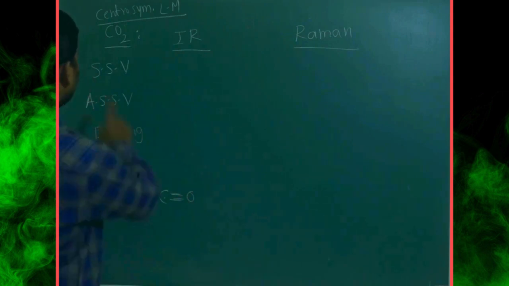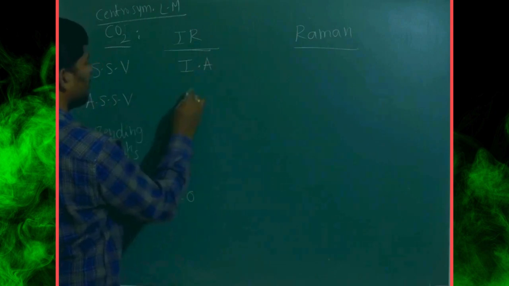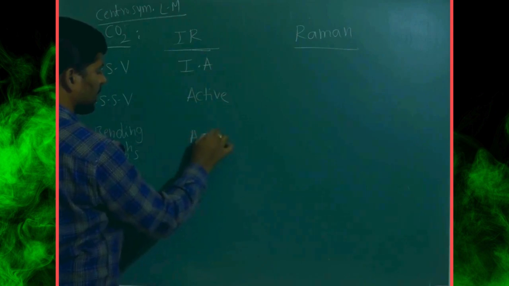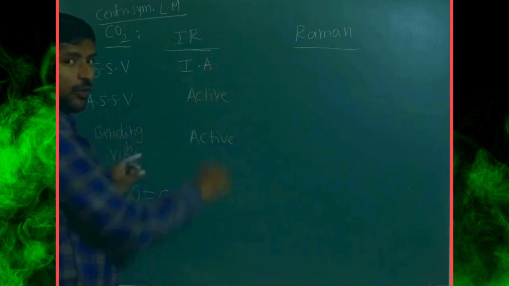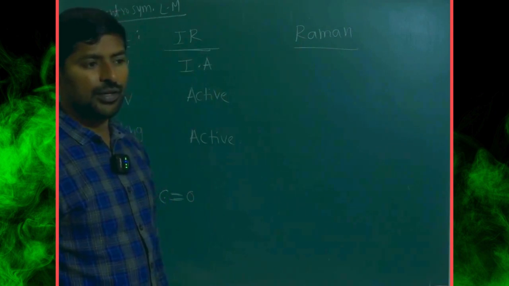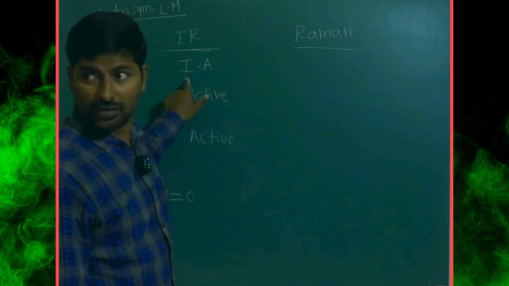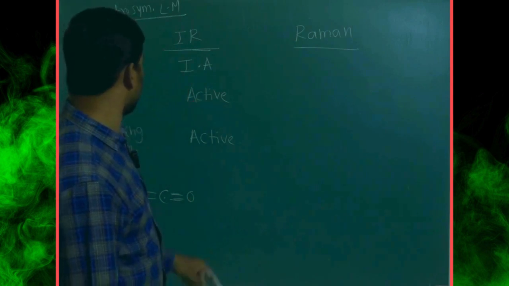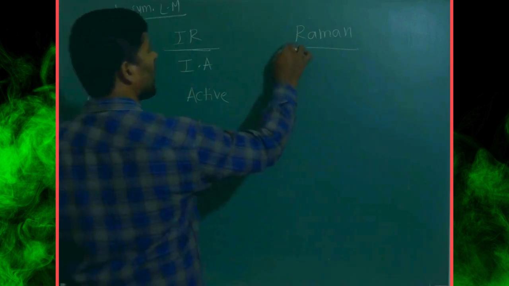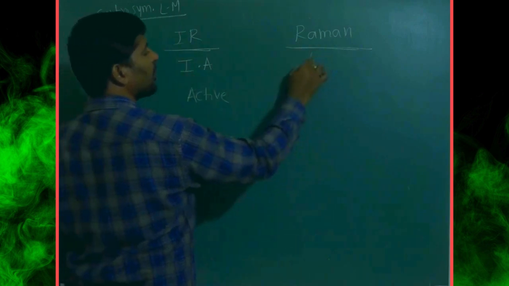So we know symmetric stretching is IR inactive, since in symmetric stretching the dipole moment of the molecule is not changed. Asymmetric stretching is active, and bending vibrations are also IR active, since in these the dipole moment of the molecule changes. Now Raman: as it is a centrosymmetric molecule, IR inactive is Raman active.